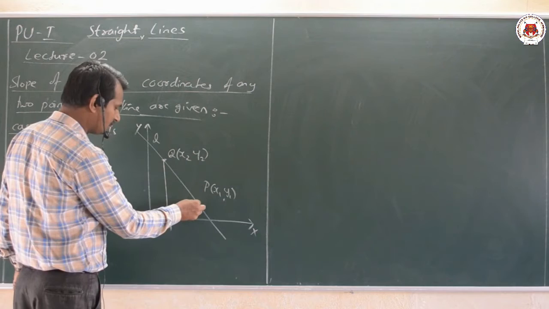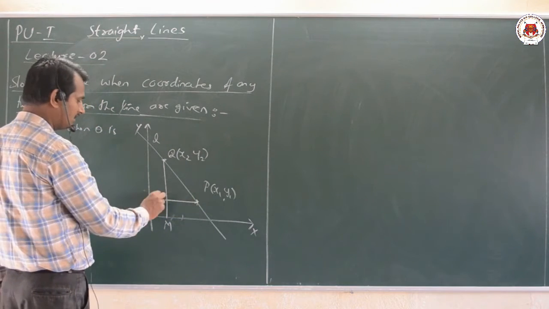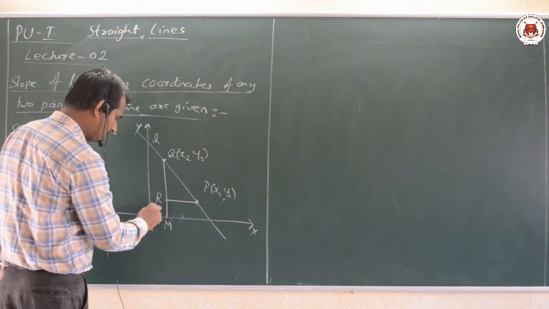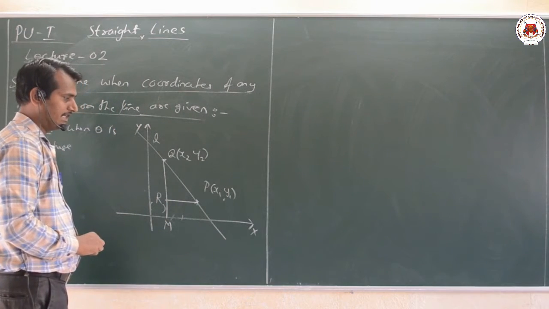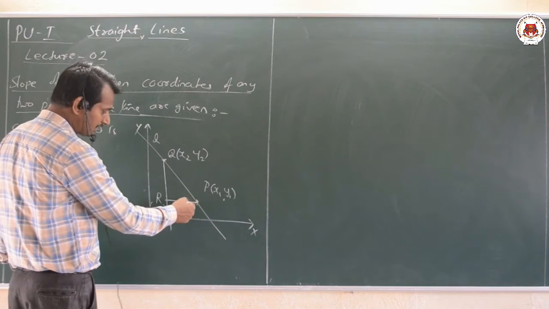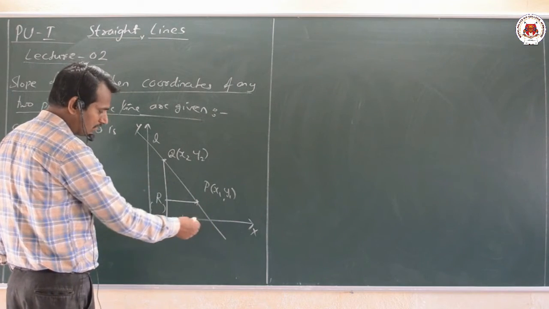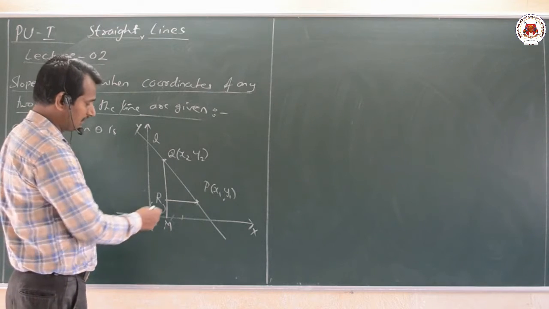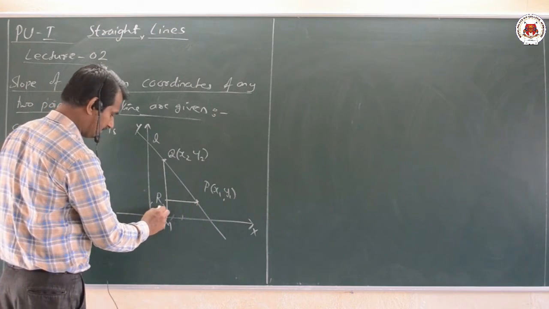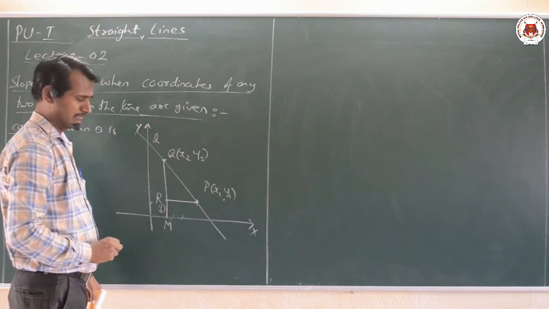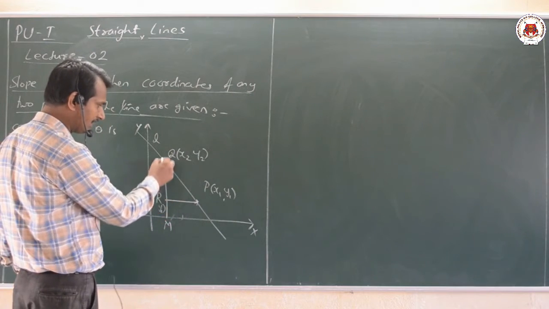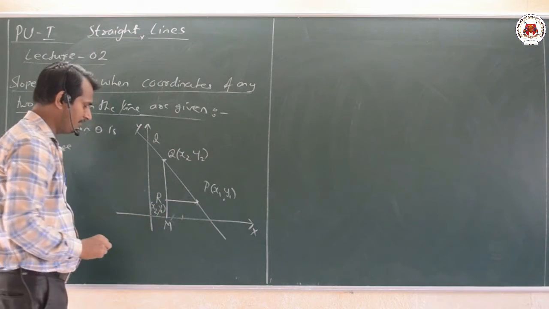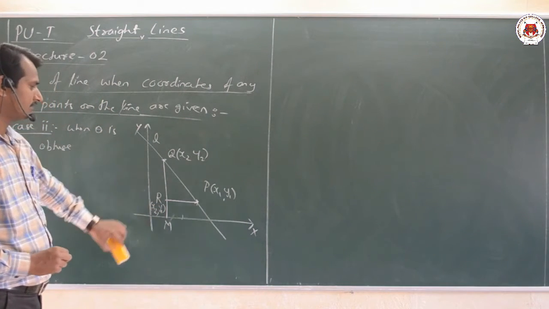Similarly, I will draw the line PR perpendicular to QM. Here we shall discuss the coordinates of R. On this particular line which is parallel to the x axis, the y values will be the same, so I will get y1, and on this line all the x values will be the same, therefore the coordinates here are x2 comma y1.